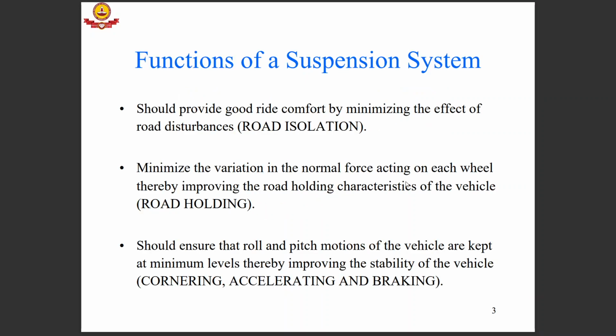So, what are the functions of a suspension system? It should provide good ride quality and comfort by minimizing the effects of road disturbances. So, it should isolate the road. Second, it should hold the road. By that, what we mean is we want to minimize the variation in normal forces acting on each wheel, so that the vehicle stays put on the road.